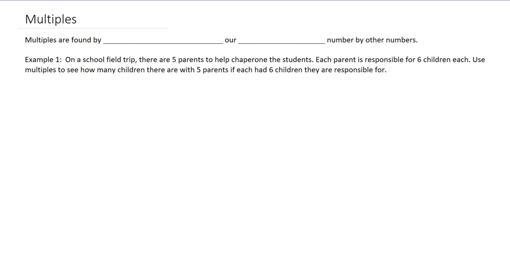Multiples. Multiples are found by multiplying our base number by other numbers. Example 1. On a school field trip, there are 5 parents to help chaperone the students.